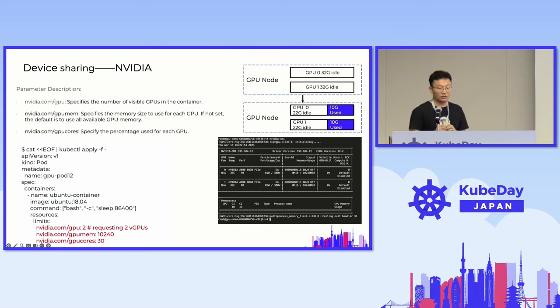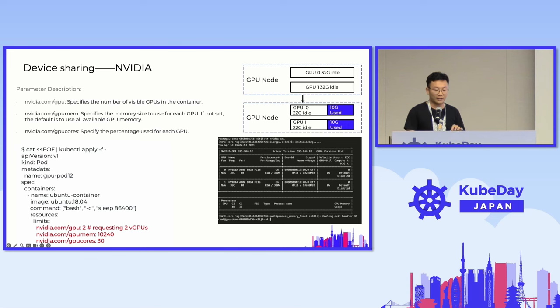The third one, nvidia.com/gpucores, means the limit of computing power which the GPU can use, which is enforced by HAMi-core. Therefore, this YAML means that the Ubuntu pod requests GPUs, where the memory limit of each GPU is 10G and the limit of computing power is 30%.